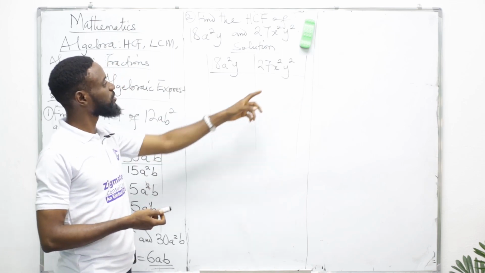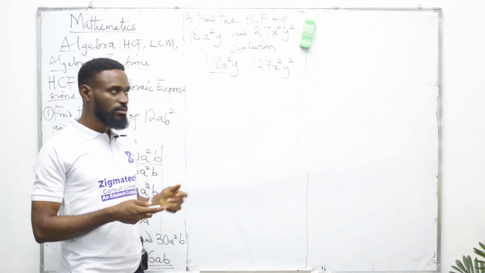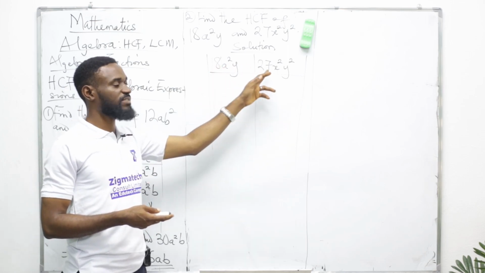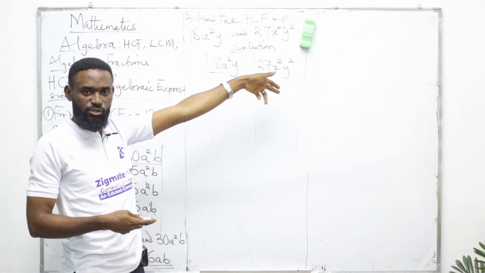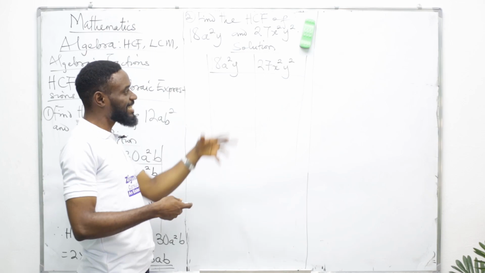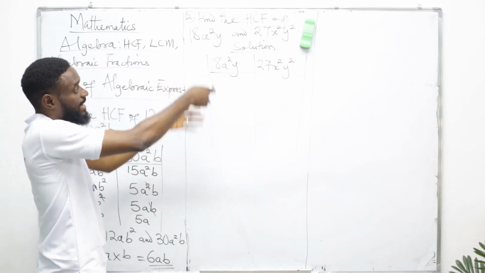Okay? Now, if we look at 27, we have 2, which is a factor of 18 here, but is not a factor of 27. So 3 is a factor of 27. Do you get that now? 9 is a factor of 27. And of course, 27 itself. So let's look at it and see what we'll get.